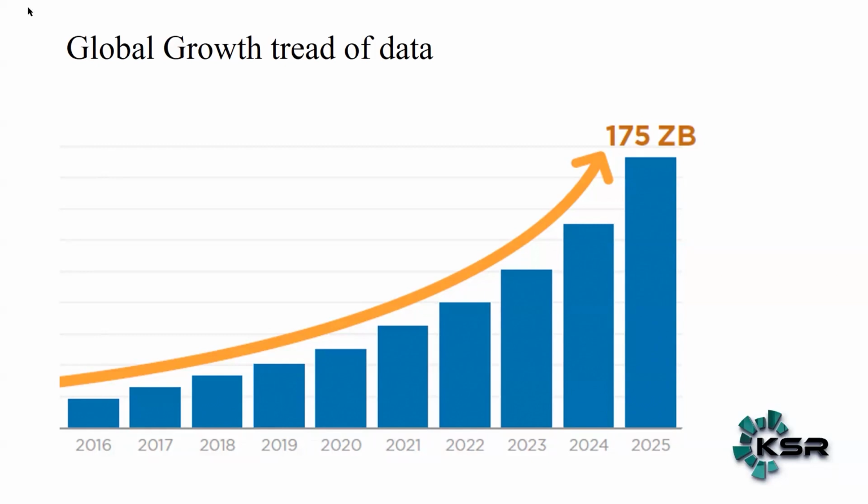Now you tell me, is it going to happen? Is it going to happen? No. It only increases. We have 8 billion people on this earth. 5.5 billion people are using the internet on a daily basis.